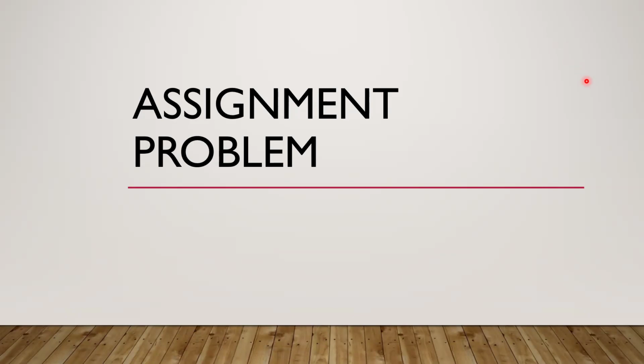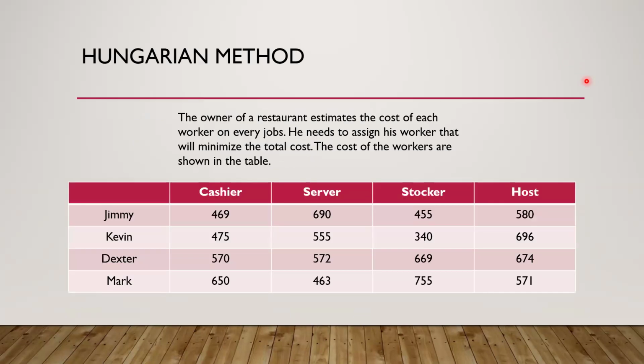So what is an assignment problem? Assignment problem is one of the linear program problems that determines the optimal assignment or allocation of resources. So here we will use the Hungarian method to find the best assignment.